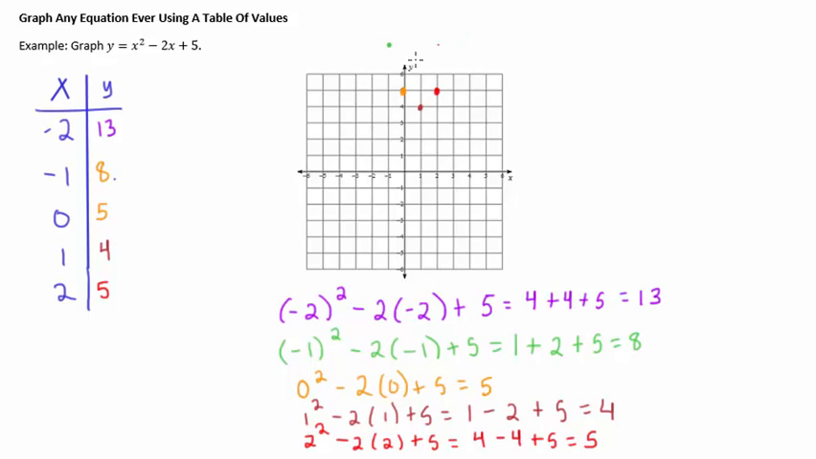And so we actually, I guess, needed a slightly bigger grid to really be able to graph this well. We could have used like a 10 by 10. Because if we kept going, if we plugged in 3, we should end up getting 8 again, because a parabola has symmetry. So we can connect these dots in a U shape, and there's our graph. But no matter what equation they give us, if we have no other idea of how to graph it, then our best way of doing it is to make a table of values and plug it in.